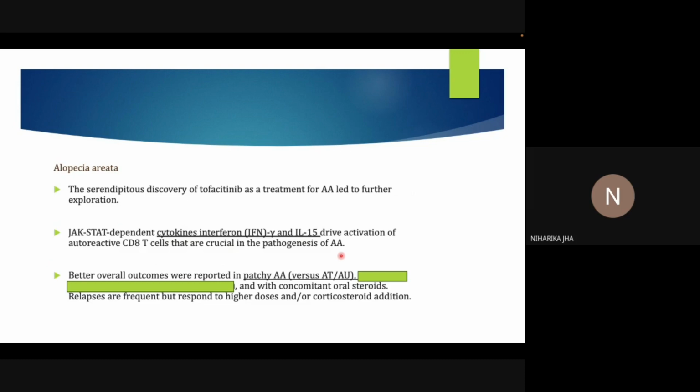If we talk about the overall outcome, patchy alopecia areata responds much better than alopecia totalis and alopecia universalis. A higher dose gives a better response than a lower dose. It can be combined with oral steroids and other treatment options such as narrowband UVB, etc. Now, I have purposefully hidden the dosage of tofacitinib. The reason being, I don't want to be a source of quackery. I don't want people who are not dermatologists or who are not even doctors to treat alopecia areata using tofacitinib. So on purpose, I have hidden the dosage.